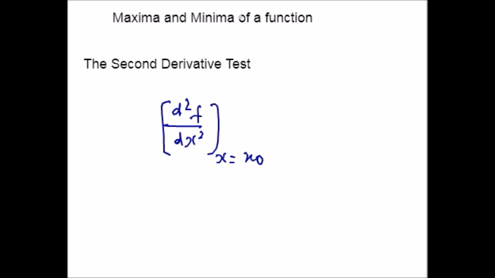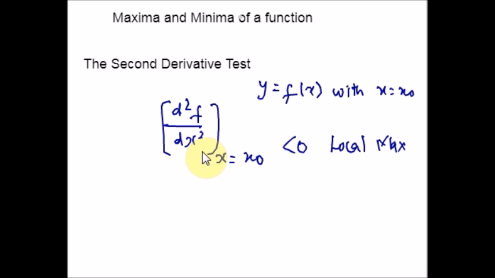Let's have a function y equal to f of x, with a point x is equal to x0 as a stationary point. Then the test says if the second derivative d square f over dx square at the point x is equal to x naught is less than 0, then x is equal to x naught is a point of local maximum. If it is negative, then it is local maximum. In the same way, if the second derivative at the point x is equal to x naught is greater than 0, then the same point x is equal to x naught is a point of local minima.